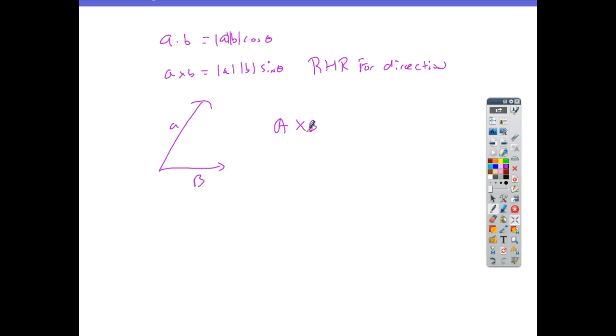So then I have to flip over my hand, karate chop the A again, turn my fingers. That works. Stick out my thumb. A cross B would have the direction of into the board.